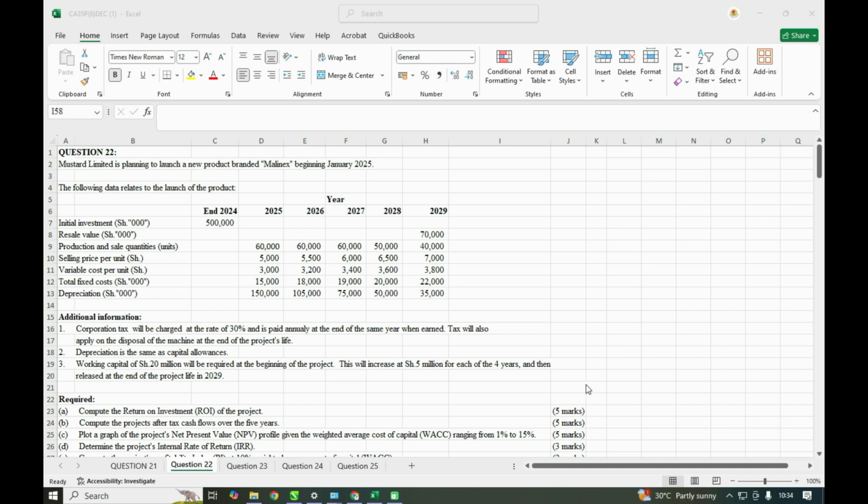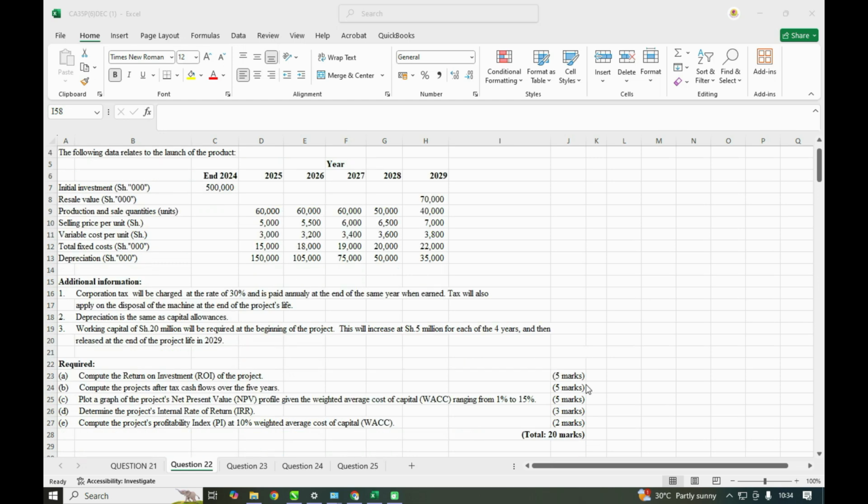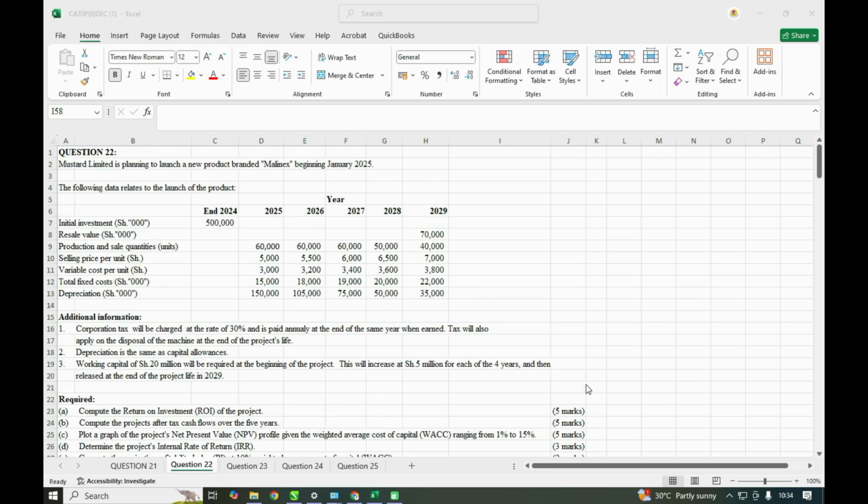The question was under financial management, specifically project evaluation techniques, where they were testing the return on investment, the NPV, the IRR, and even the profitability index. And they combined all of them in one particular question. So I will read. It was question number 22.